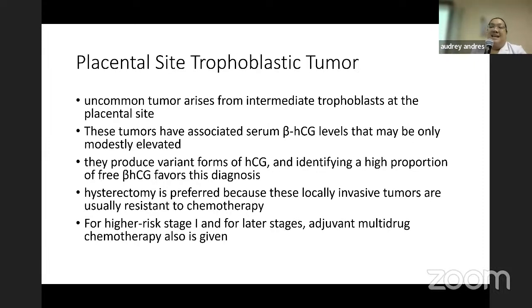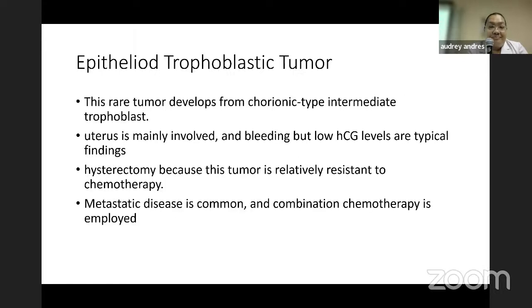Okay, another would be your placental site trophoblastic tumor. This is uncommon, which arises from an intermediate trophoblast at the placental site. Your beta HCG may not be as high as ones we usually see in choriocarcinoma. Okay, so they produce different forms of HCG. We prefer hysterectomy because these PSTT would be resistant to chemotherapy. Okay. Sometimes, for higher stages, adjuvant chemotherapy is also given.